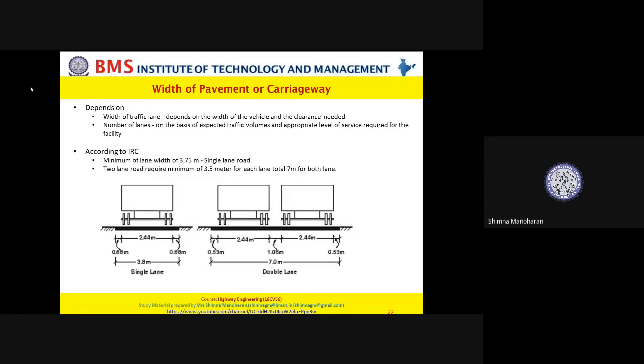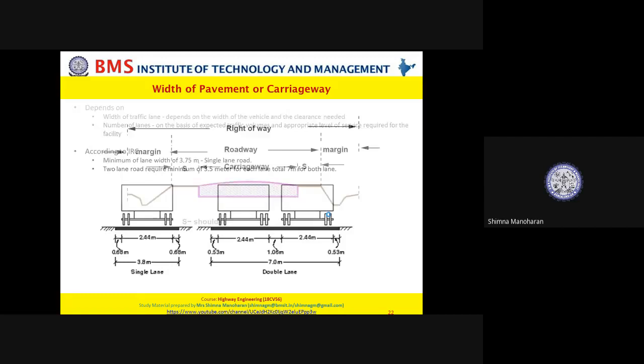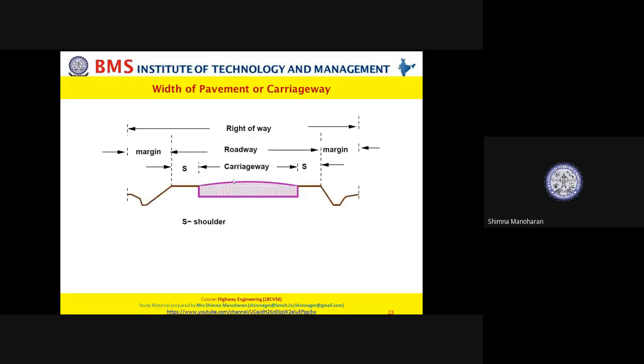According to IRC, that is the Indian Roads Congress, the minimum lane width for a single lane road is 3.75 meter. And for a two lane road, it is 3.5 into 2, that is nothing but 7 meter, including both the lanes. So this is how a typical carriageway looks like. You have the carriageway or the width of the pavement, then you have the shoulder. Adding both, you get the roadway. Including the margins, you get the right of way. We will discuss shoulders and right of way in detail later.